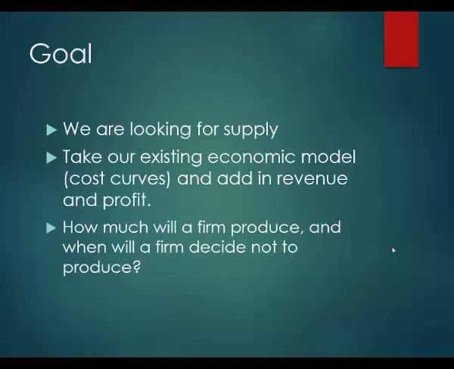So what we're doing is we're looking for supply, and we're trying to build an economic model that will tell us what supply is. We're going to take our existing model, which is cost curves, and add revenue and profit to that model. The big picture question we're trying to answer is, how much will a firm produce, and when will a firm decide not to produce anything at all?